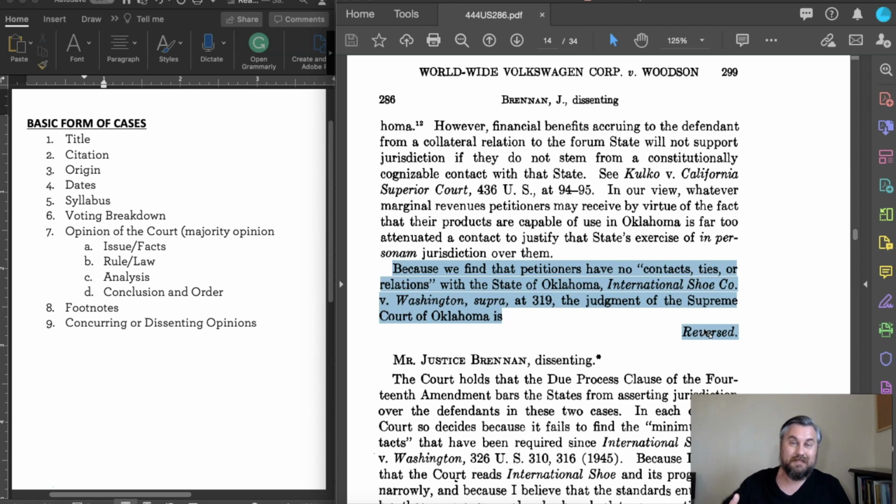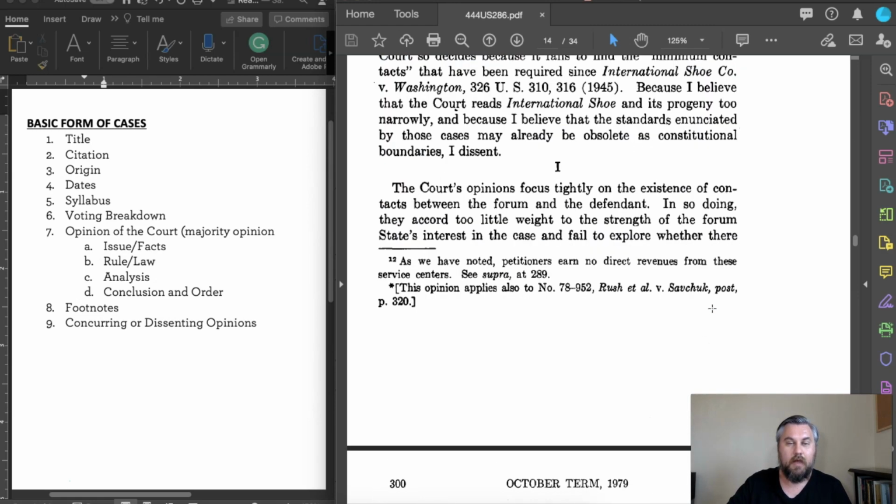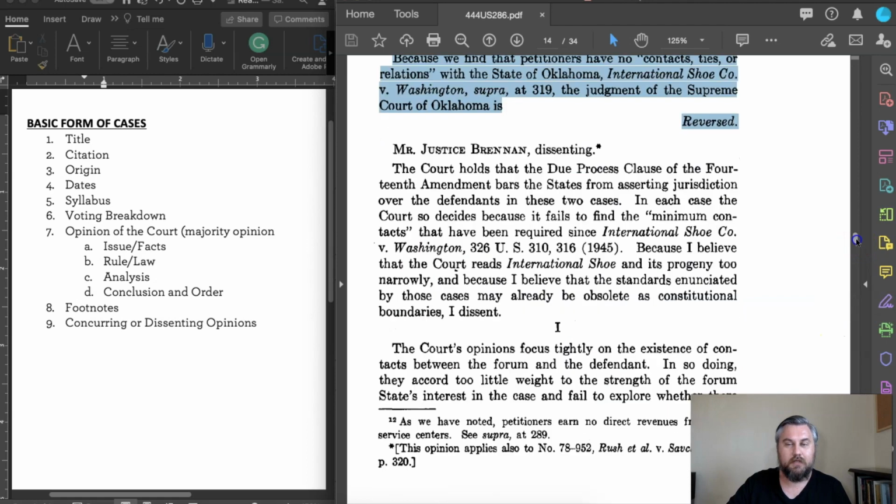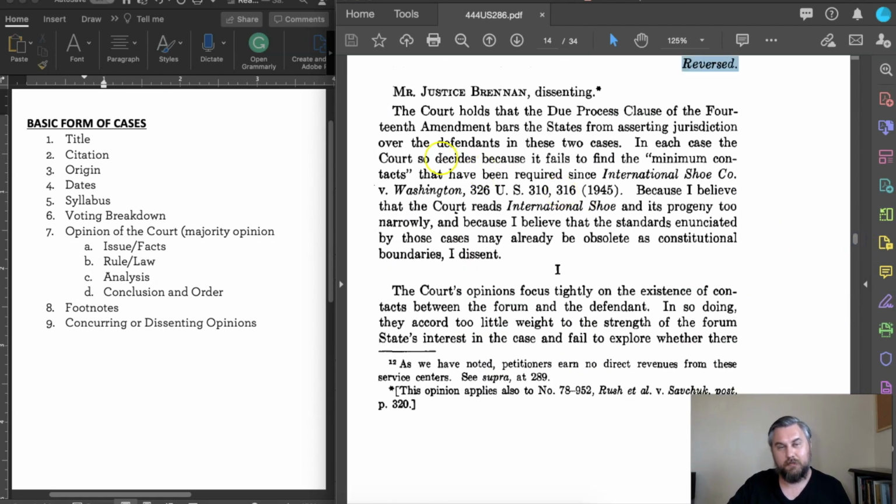When you get this as a client, for instance, or when you're representing a client, and you get an order from the Supreme Court in a case, you're going to have to figure out, well, how does this affect my client? And this last paragraph is a good way to do that. Then, after the majority opinion, you'll start into any concurring and dissenting opinions.